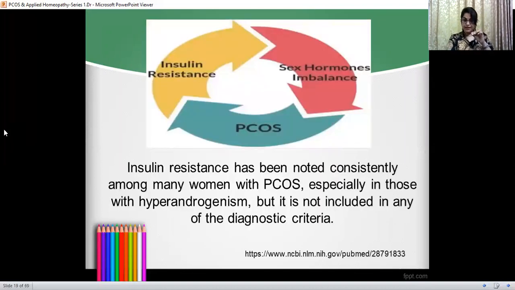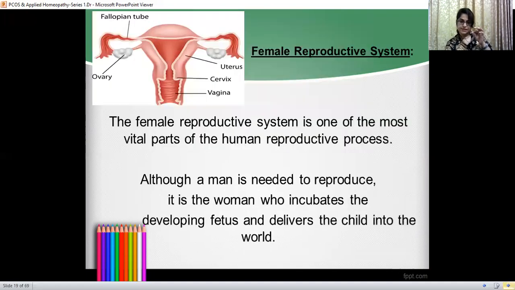Next step, I have gone through many papers, much literature: insulin resistance is very important in PCOS cases. I'm giving you one of my secrets. Insulin resistance has been noted consistently among many women with PCOS, especially in those with hyperandrogenism, but it is not included in any of the diagnostic criteria. So you have a trio in PCOS: insulin resistance and sex hormone imbalances. So whenever you get a PCOS case, just check her insulin level, fasting serum insulin level. In 50 to 60% of cases, the insulin is high.